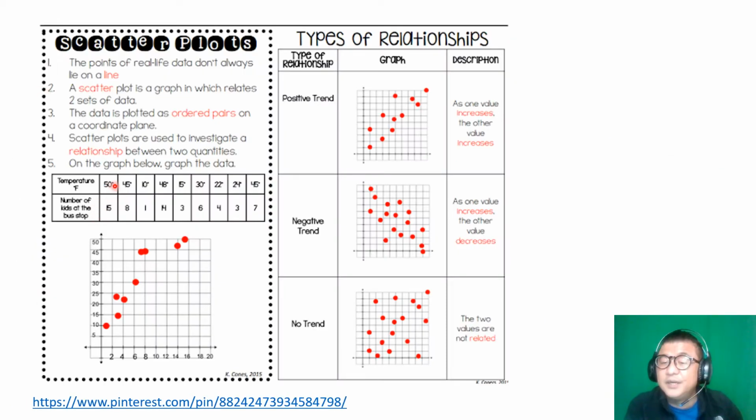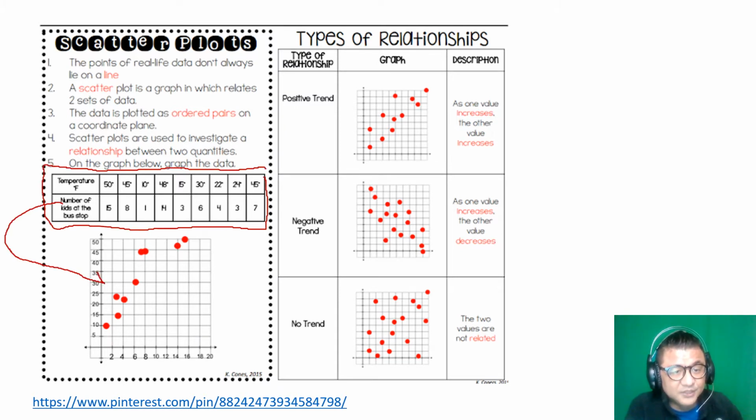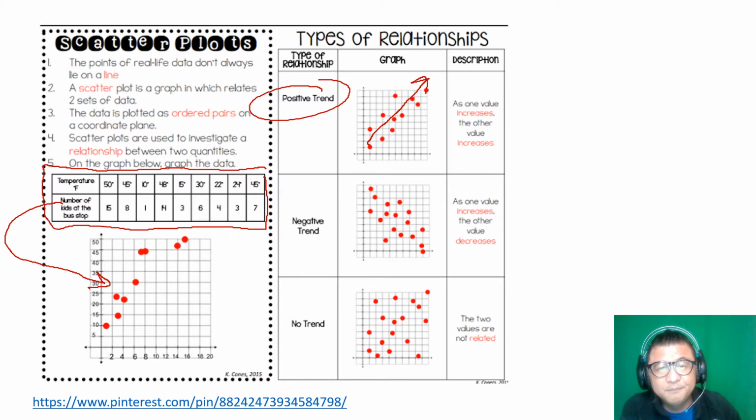A scatter plot would always come from a table of values x and y, and then we always plot them on a graph. They're not always lying on a straight line. They're scattered. But check this out. If the scattered plots form a trend going up from left to right, you call that a positive trend, meaning as one value increases, the other one increases too. They affect each other directly. Now, if from left to right the trend is going down, you call that a negative trend.